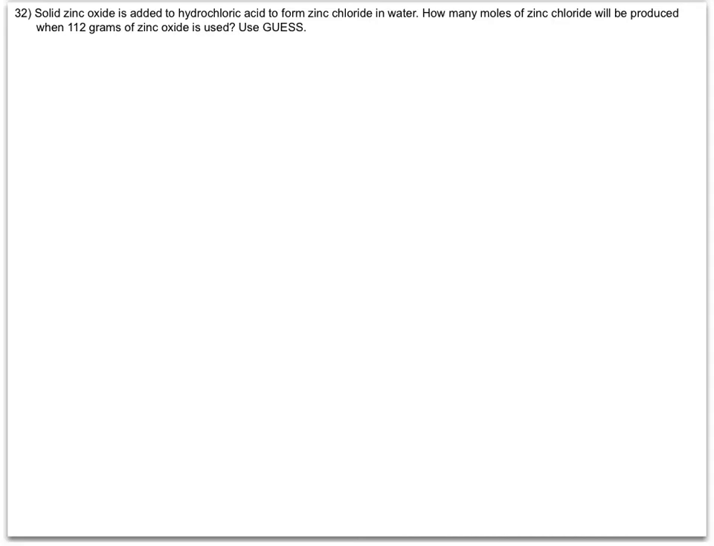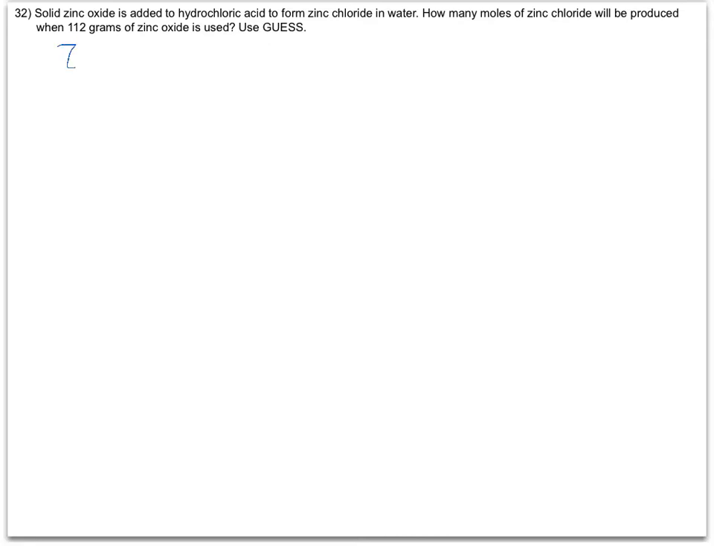Solid zinc oxide is added to hydrochloric acid to form zinc chloride in water. How many moles of zinc chloride will be produced when 112 grams of zinc oxide is used? Alright, so we're given 112 grams of zinc oxide. I apologize. Before we do this, we need to write the equation. I forgot, I got ahead of myself.